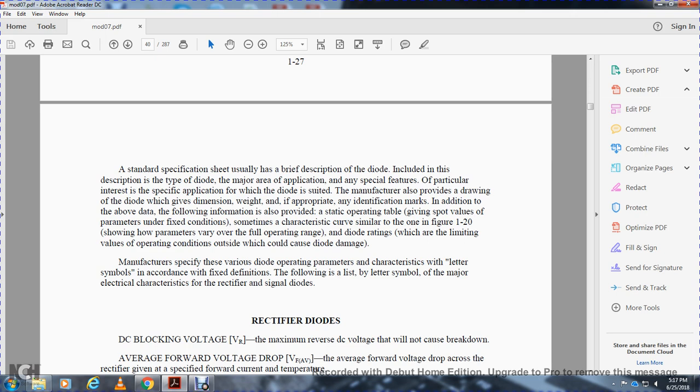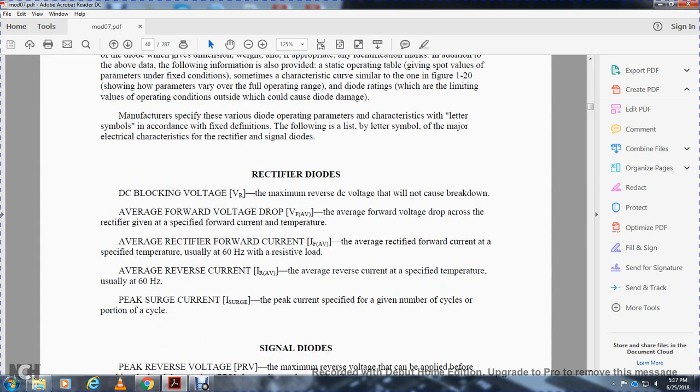Manufacturers specify the various diode operating parameters with letter symbols in accordance with fixed definitions. The following is a list of the letter symbols for the major electrical characteristics of rectifier and signal diodes. Rectifier diodes: DC blocking voltage, or VR, is the maximum reverse DC voltage that will not cause breakdown. Average forward voltage, or VF(AV), is the average forward voltage drop of the rectifier at the specified current and temperature.